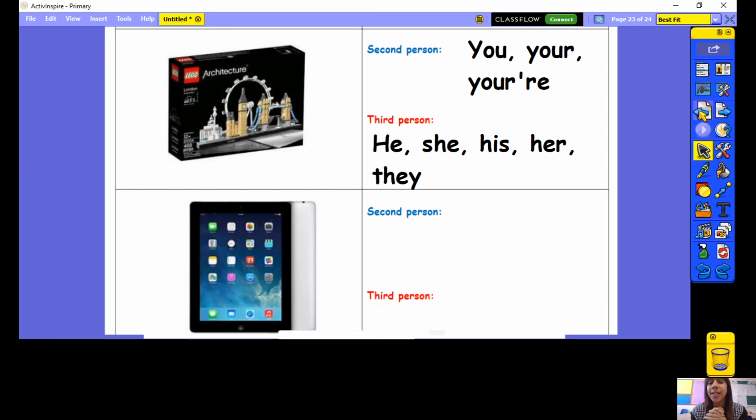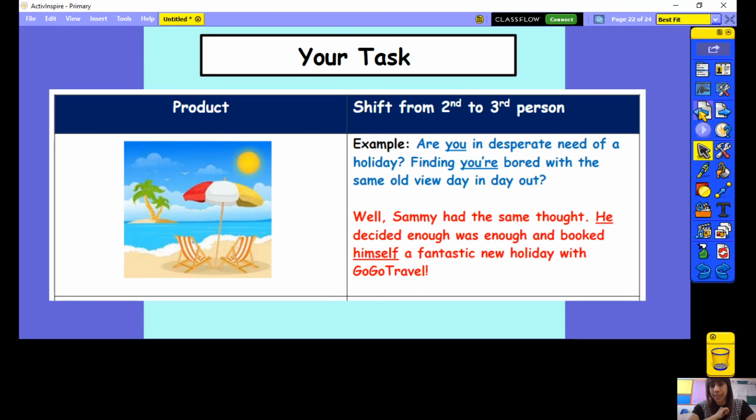And remember, second person uses words such as you, your, you are, and third person uses names and also pronouns such as he, she, his, her, or they. So what I would like you to do is, again, imagining you are trying to persuade somebody to buy these products, ask a question, engaging the reader, hook them in, directly speaking to them, and then write about another person who was in the same position and who also really likes the product. If you can't remember or not sure, go back to the slide here and have a think about what I have written, and this will help you with your ideas.